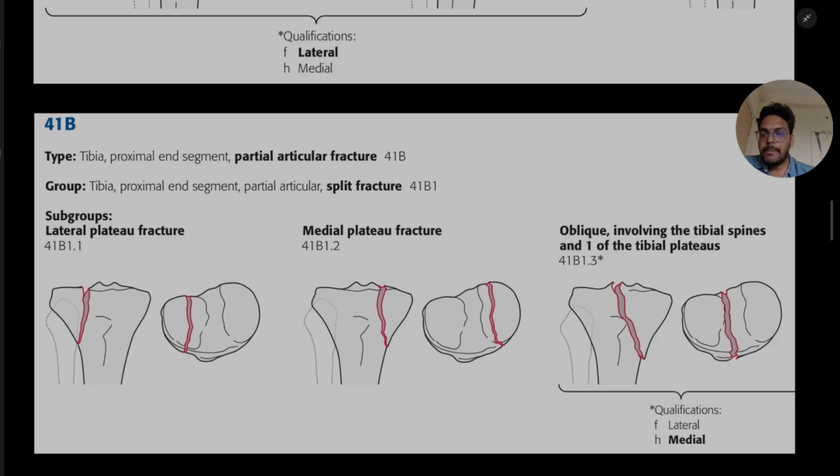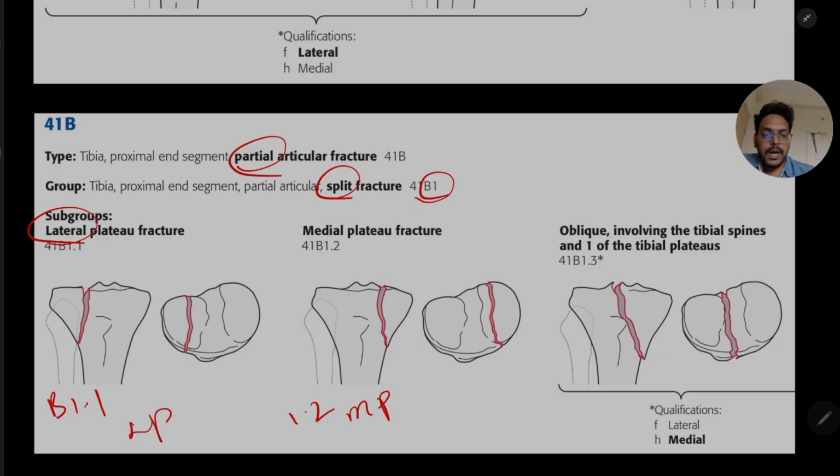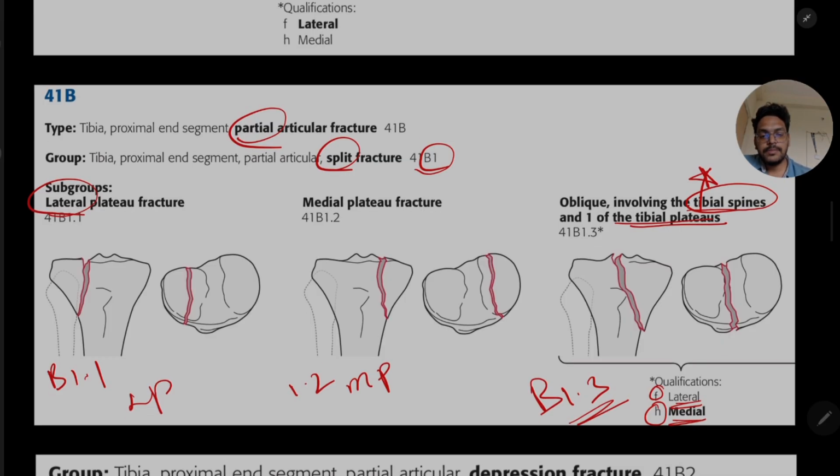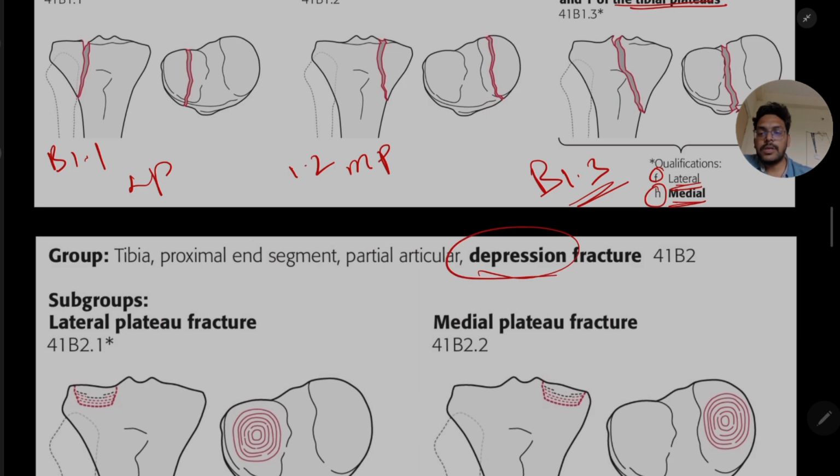Coming to 4.1B, that is partial articular. In the partial articular, B1 is split fracture. If it is a lateral plateau split, it is B1.1. 1.2 is medial plateau split, and 1.3 is involving the tibial spines with one of the tibial plateaus. For medial or lateral plateau, the qualifiers: you add F when it is lateral, you add H when it is medial. Any of the condyles along with the tibial spine, it should be involving the tibial spine, then it is B1.3.